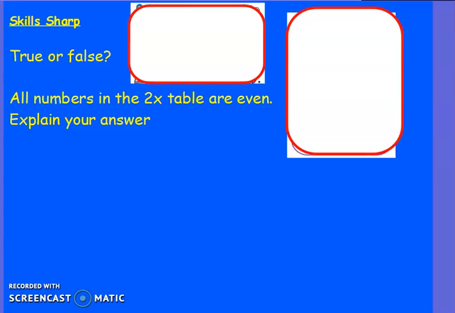We've got a true or false question here. All numbers in the 2 times table are even. Explain your answer. Let's think about the 2 times table. You might want to write this down in your book or have a go at chanting it.